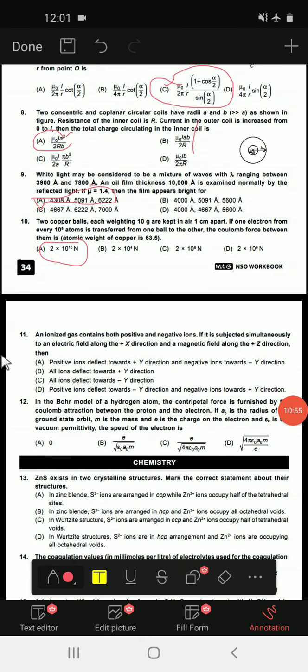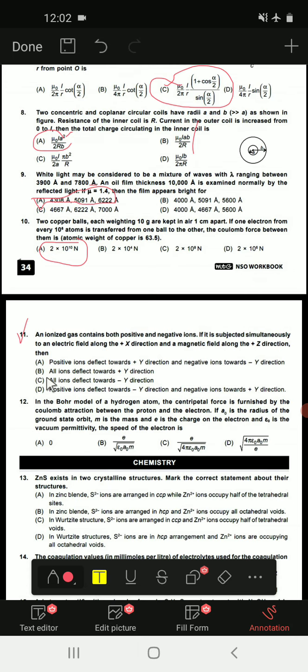Okay, children, after that, we are moving to the next question, question number 11. In question number 11, an ionized gas contains both positive and negative ions. If it is subjected simultaneously to an electric field along the plus x direction and a magnetic field along the plus z direction, then there are four options provided. The first one: positive ions deflect towards the plus y direction, negative ions towards the negative y direction. All ions deflect towards the plus y direction. All ions deflect towards the negative y direction. And positive ions deflect towards the negative y direction, negative ions deflect towards the plus y direction. Which one do you think is the correct answer option?